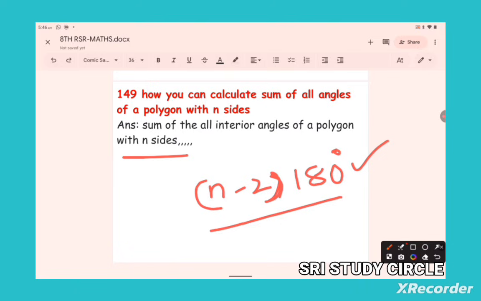Okay. Only for this one is regular polygon. Regular polygon: n minus 2 into 180 degrees.